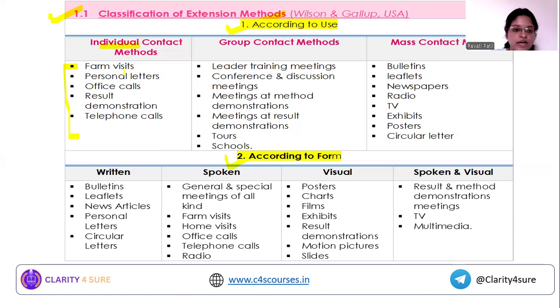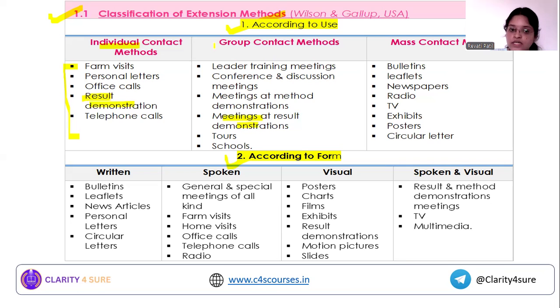Under individual contact, we have farm visit, personal letters, office call, result demonstration. Please note it down. The result demonstration is an individual contact method, and last is telephone calls. But when we are talking about meetings and method demonstration, it is a group contact method. Okay, we are going to see all the methods one by one in the coming slides. But for now, let's only discuss the broader classification and categorization of these different methods.